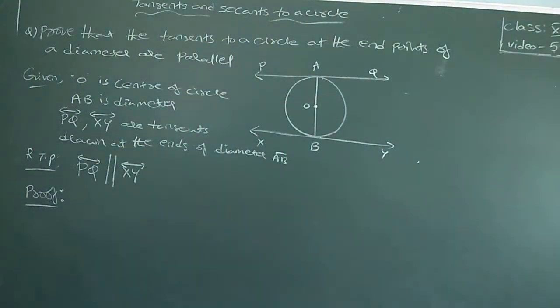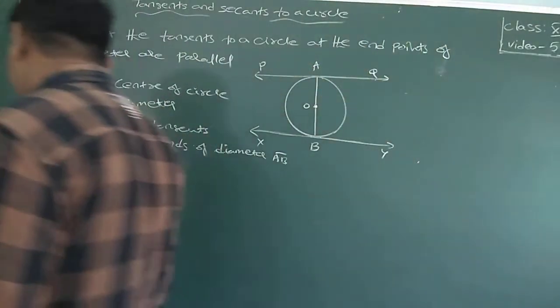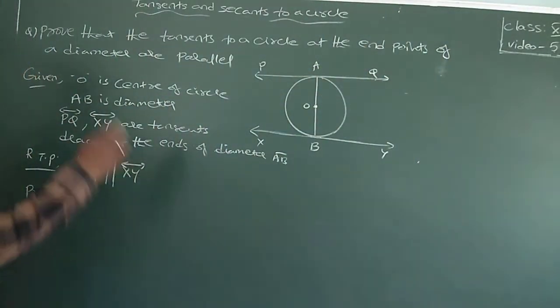First, the given information is O is the center of a circle, AB is the diameter of the circle, XY and PQ are the tangents drawn at the ends of diameter AB. I have to prove that PQ is parallel to XY. To prove PQ is parallel to XY, see, I am going to prove here.